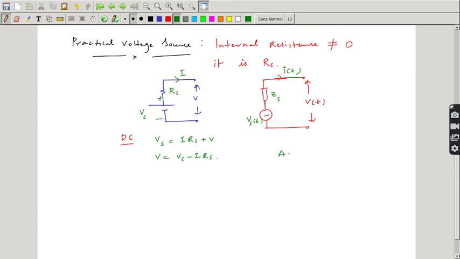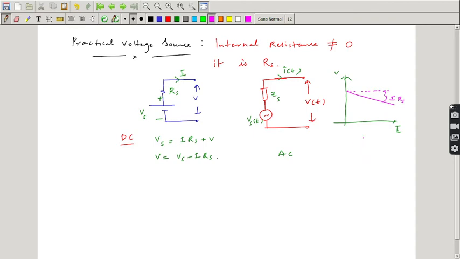Now this is for AC, and if you draw the characteristics, this is current and this is voltage. For DC, in the ideal case I get a constant value, and in the practical one it slightly lags, so there is a drop of I into Rs. In case of AC, you get that drop as I of t into ZS. So, got the idea of the practical voltage source and ideal voltage source.